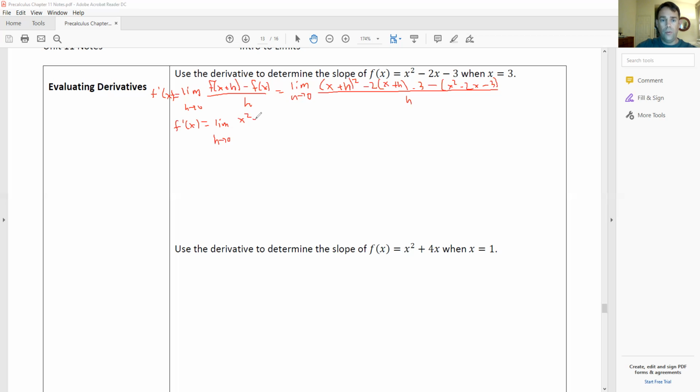So x squared plus 2xh plus h squared minus 2x minus 2h minus 3. Then we have minus x squared plus 2x plus 3. So the x squareds are going to go away. I'm going to be left with 2xh plus h squared minus 2h all over h.